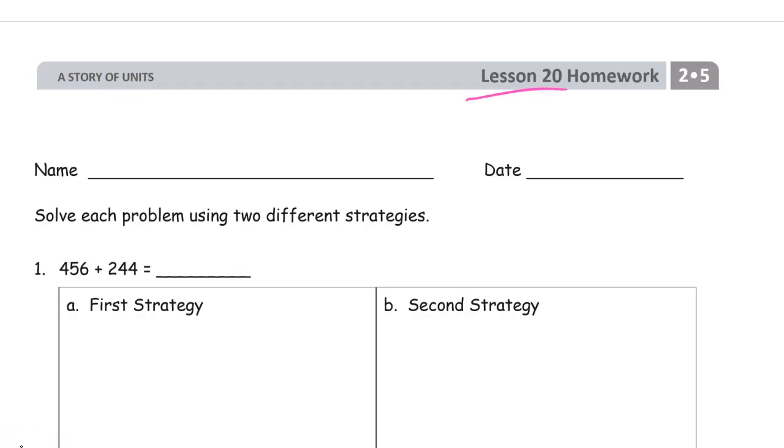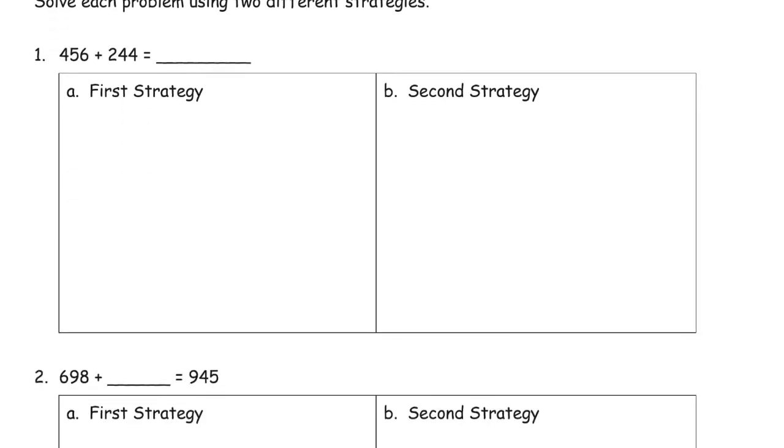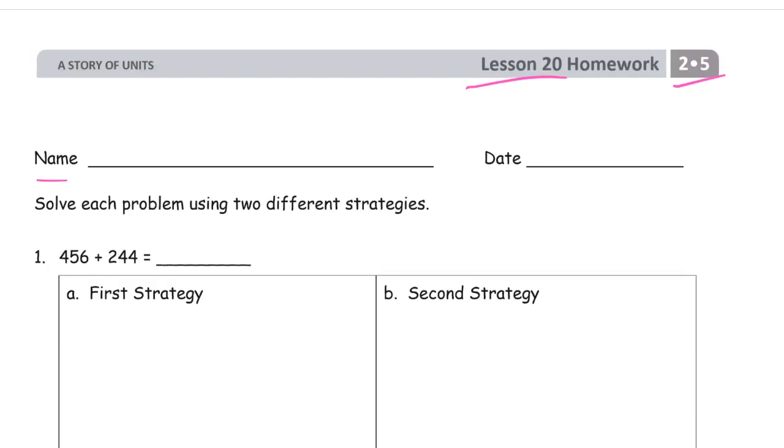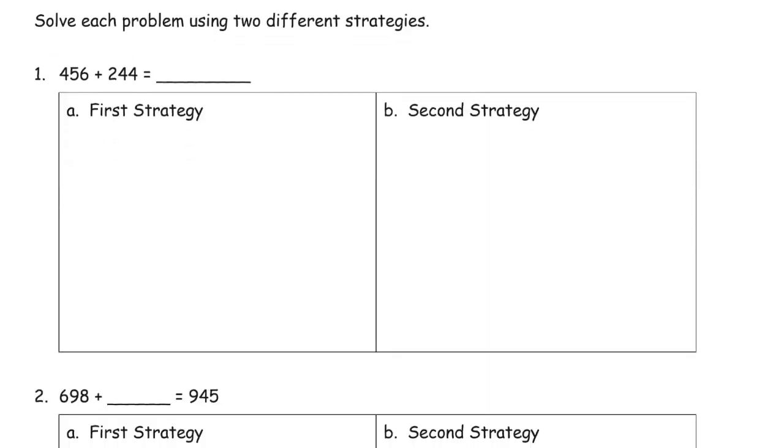Hi, this is the homework, lesson 20 for module 5 of grade 2. Please write your name first. And we're doing multiple strategies for different problems. You can choose any two different strategies you want for each problem. You don't have to choose the same ones that I choose. And compared to lesson 19 homework, we don't have to make explanations for them.